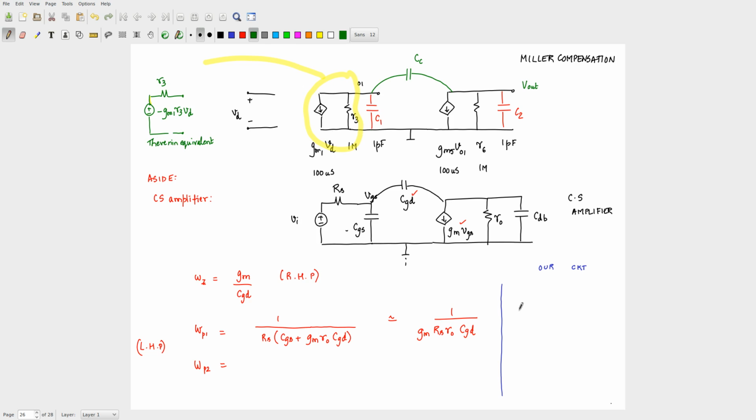So what will this thing become in our circuit? 1 by gm what? 1 by gm, careful. All of this gm1 should not appear at all, it should only be this one. This is the amplifier, so it should be gm5. What is your Rs? R3. What is r0? R6. And what is Cgd? CC. And what about this omega P2?